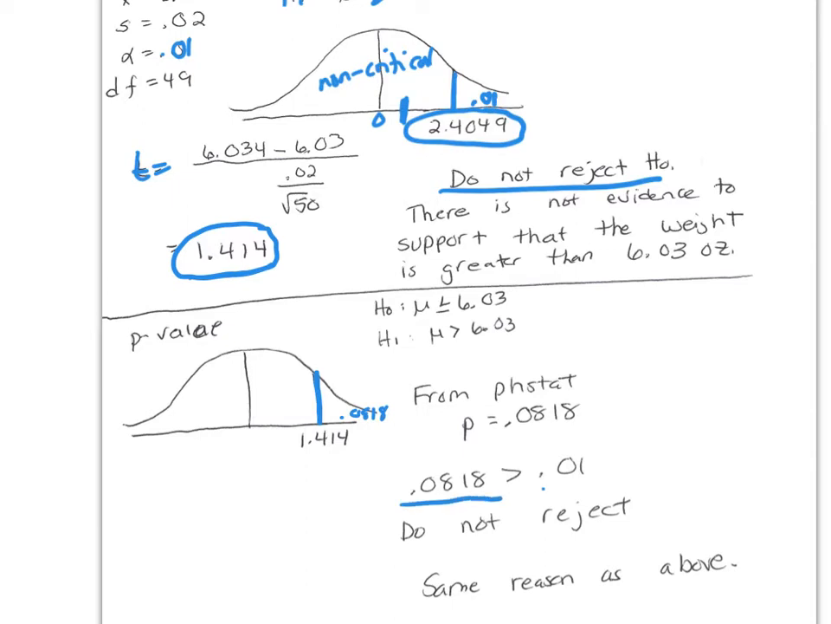0.0818 is what my confidence level significance is 0.01, and it's greater than, so do not reject. So you would have the same.